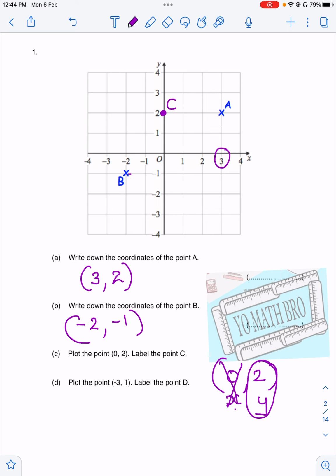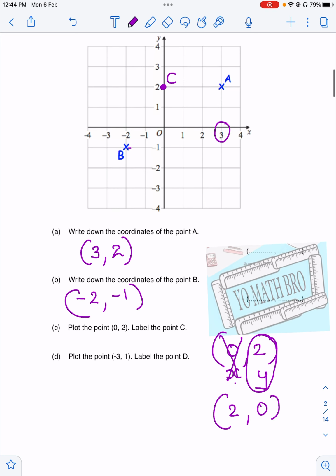So from this example, what I see is that if the x coordinate is 0, the point will lie on the y-axis. And if this was a reverse question, if the y coordinate is 0, the point lies on the x-axis. Let me mark it as F. So for C, 0, 2 lay on the y-axis, and for point F, because the y coordinate was 0, the point is lying on the x-axis. Okay.